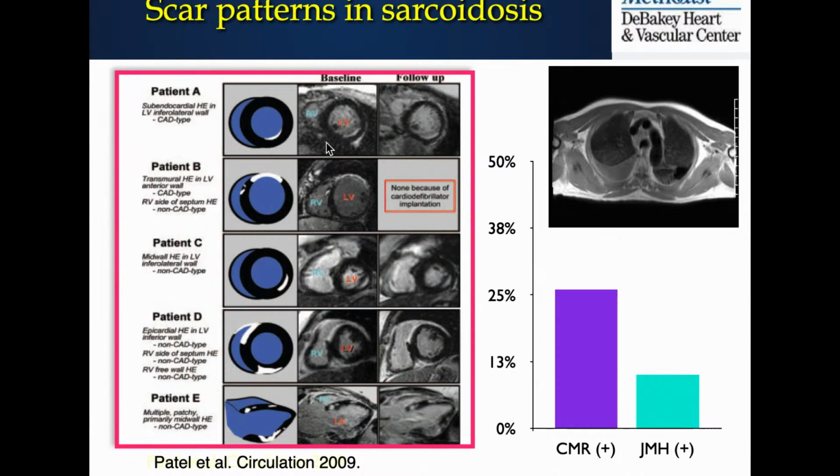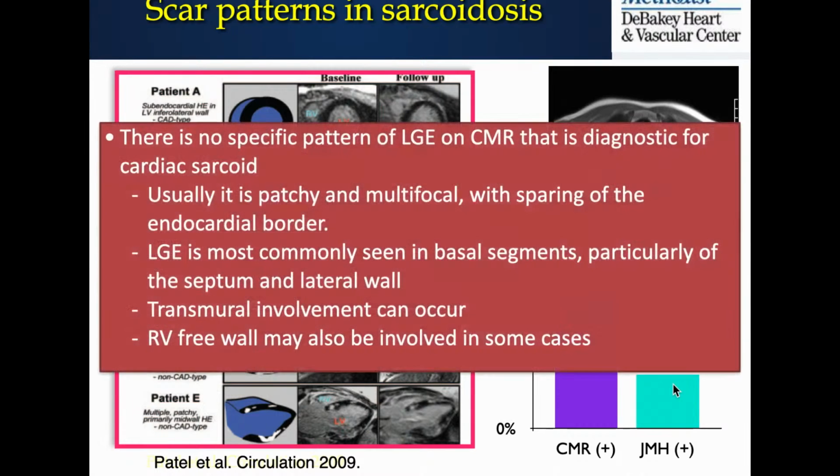And what you'll notice is that really with sarcoid, there is a variety of different patterns. It can be subendocardial, transmural, mid-myocardial, or epicardial, or there can be multiple patchy foci. And in this series, where they looked at a cohort of patients with known extracardiac sarcoidosis, they found that there was CMR evidence of myocardial damage in nearly 1 in 4 patients, despite the fact that by Japanese Ministry of Health criteria, only about 10% of these patients were thought to have cardiac involvement.